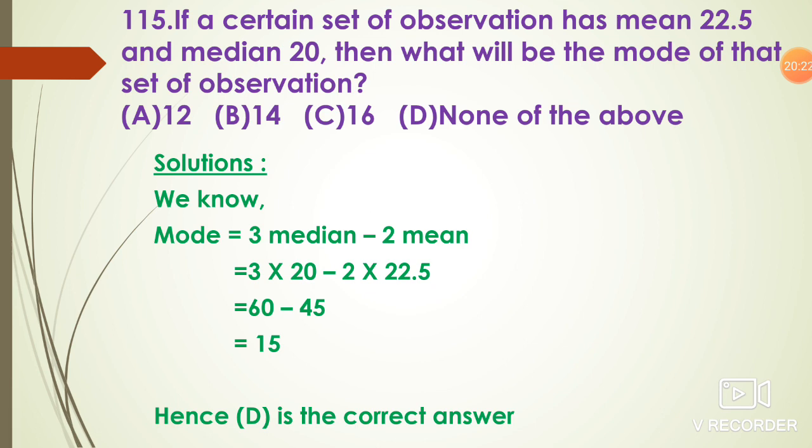Question number 115. If a certain set of observations has mean 22.5 and median equal to 20, what will be the mode? We know that mode equals 3 median minus 2 mean. So after putting the values of median and mean, we will get 3 into 20 minus 2 into 22.5 equals 60 minus 45, that means 15. 15 is not any option in the given question. So D is the correct answer.